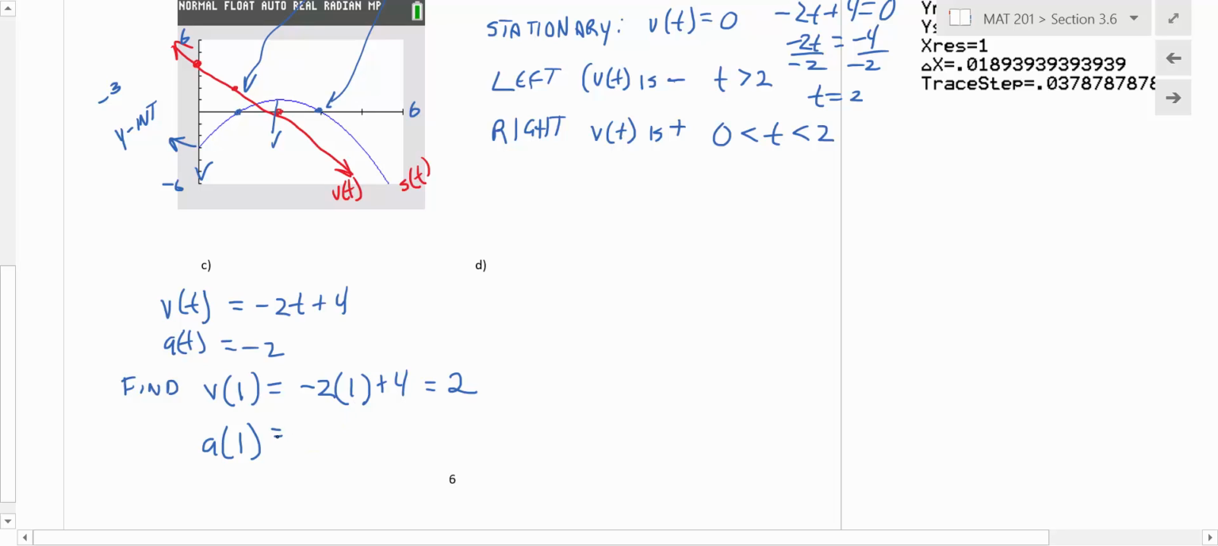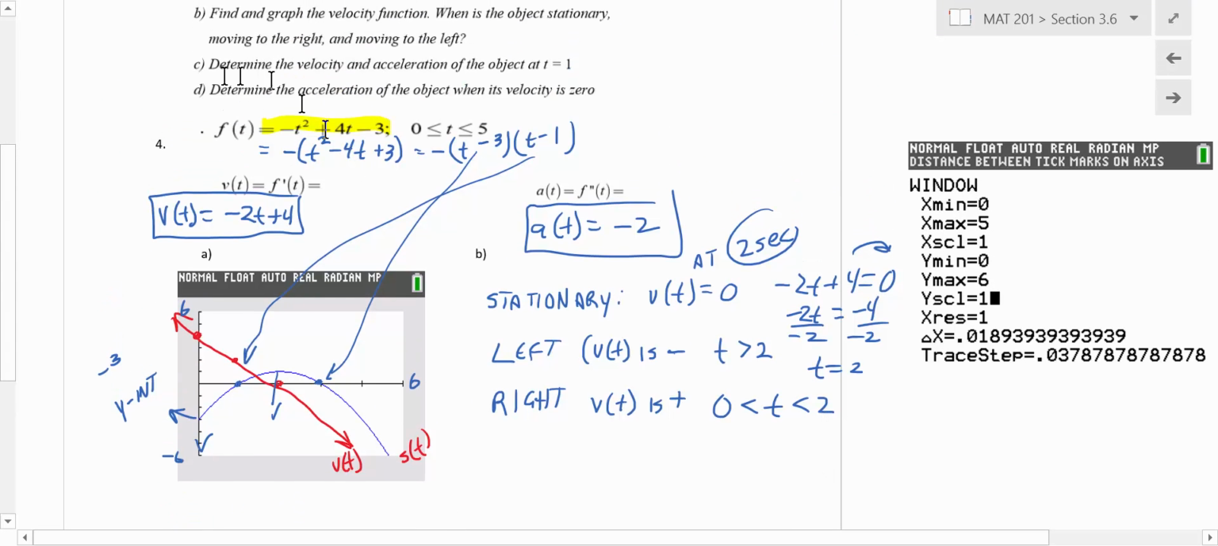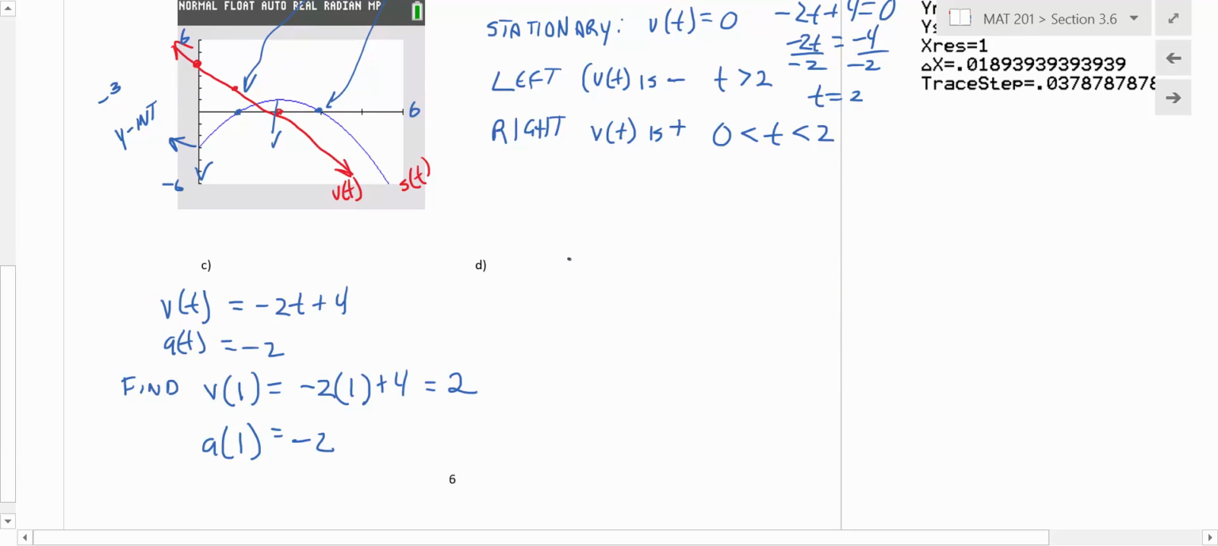Okay, what's the acceleration at 1? It always is -2, right? There's nothing to plug into that function, so that's always going to be the same. The velocity changes because the slope of the tangent line changes, right? You can tell that by looking at the graph. Okay, last thing is determine the acceleration when the velocity is 0.